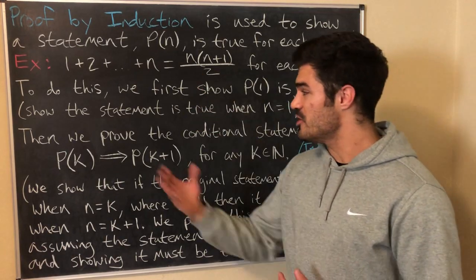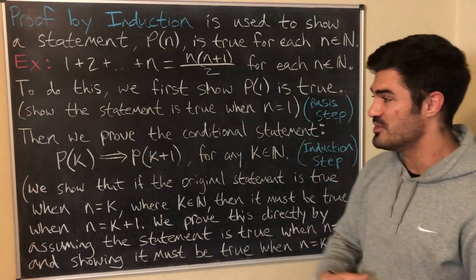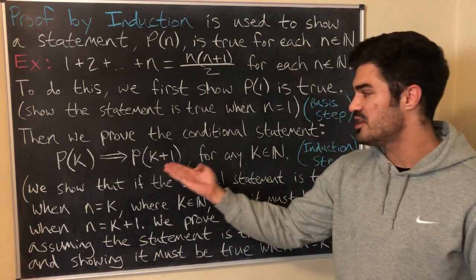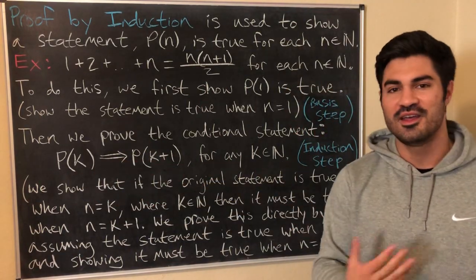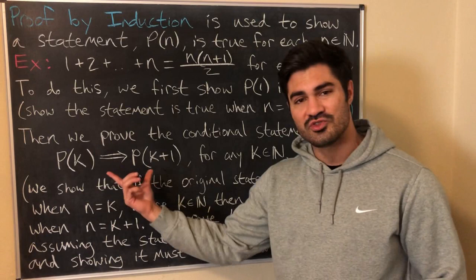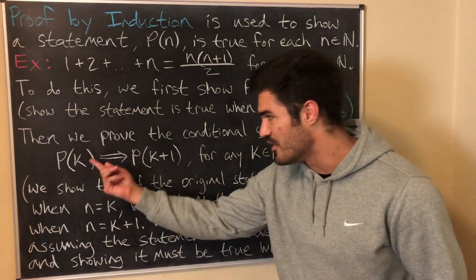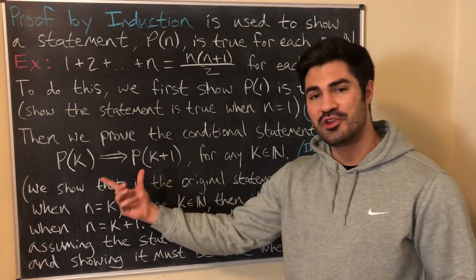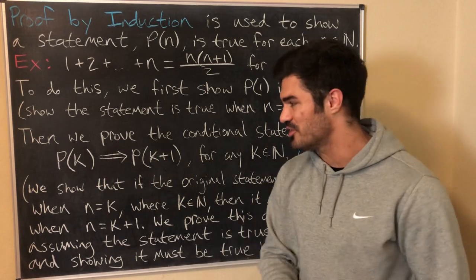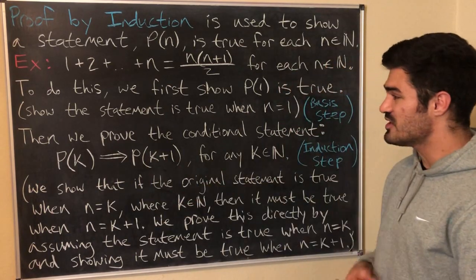So we continue from here by proving the conditional statement Pk implies Pk plus 1 is true for any k in the set of natural numbers. So this is a conditional statement, so it's of the form if, then. So hopefully you're familiar with these. If you're not, I have a video on them. I'll link right up there. But we want to prove this conditional statement is true.